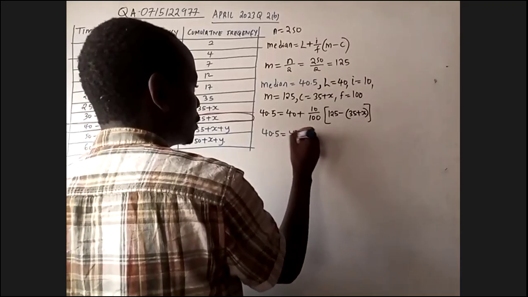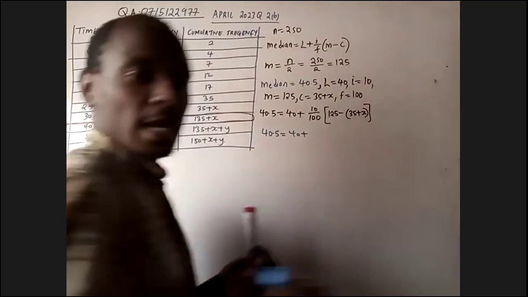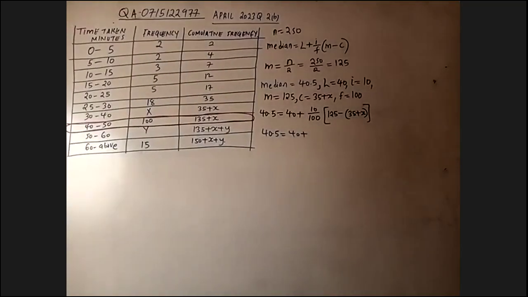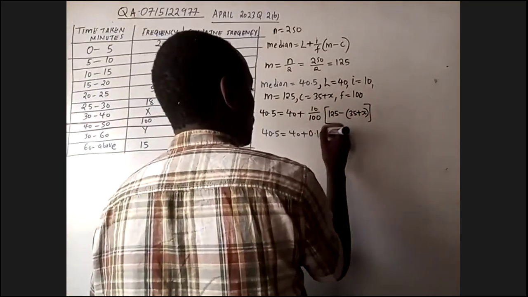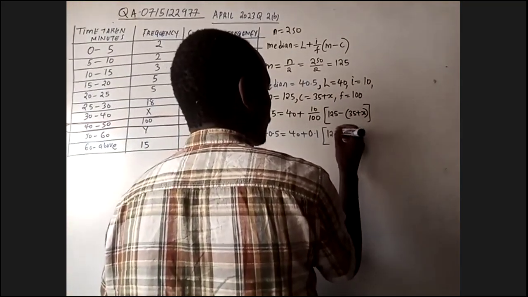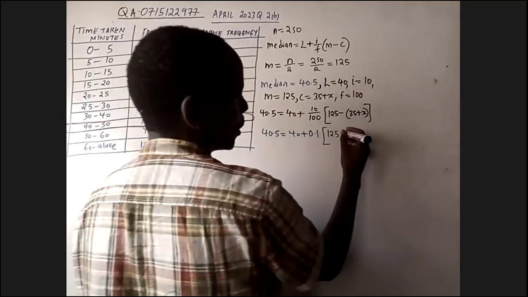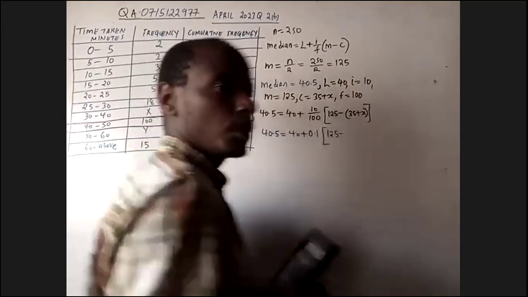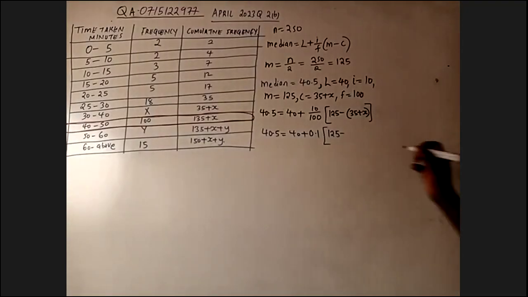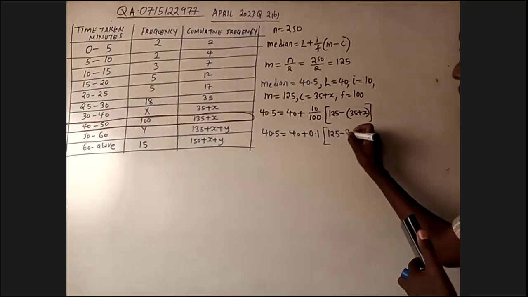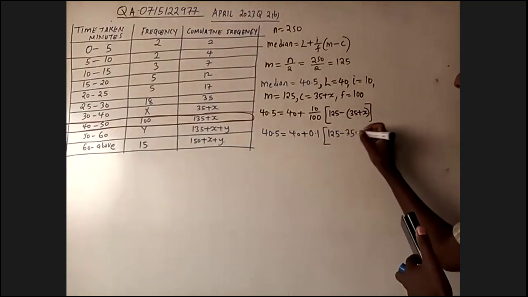40.5 is equal to 40 plus 10 divided by 100 times 0.1, which is 0.1, into bracket 125 minus x. Let us open the bracket. If we open the bracket, it will be minus 35, minus x.